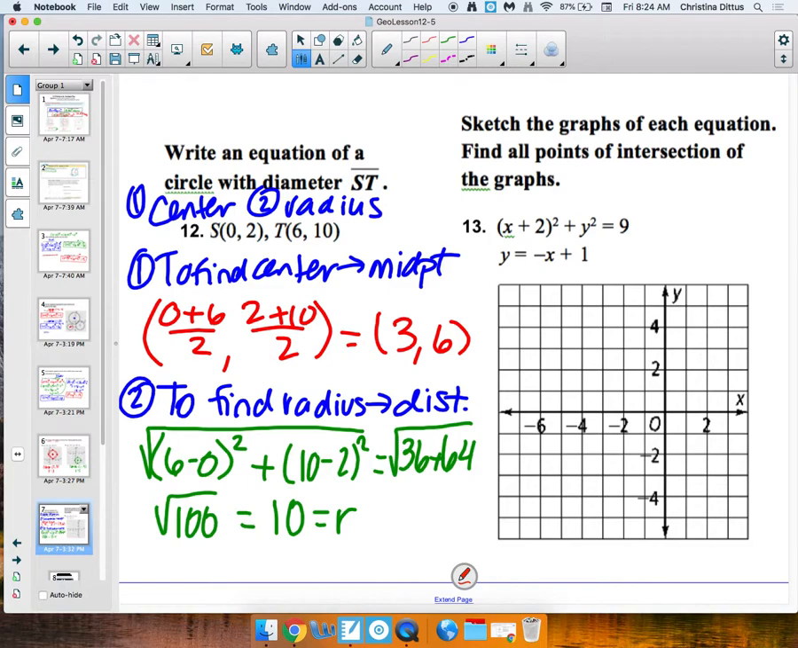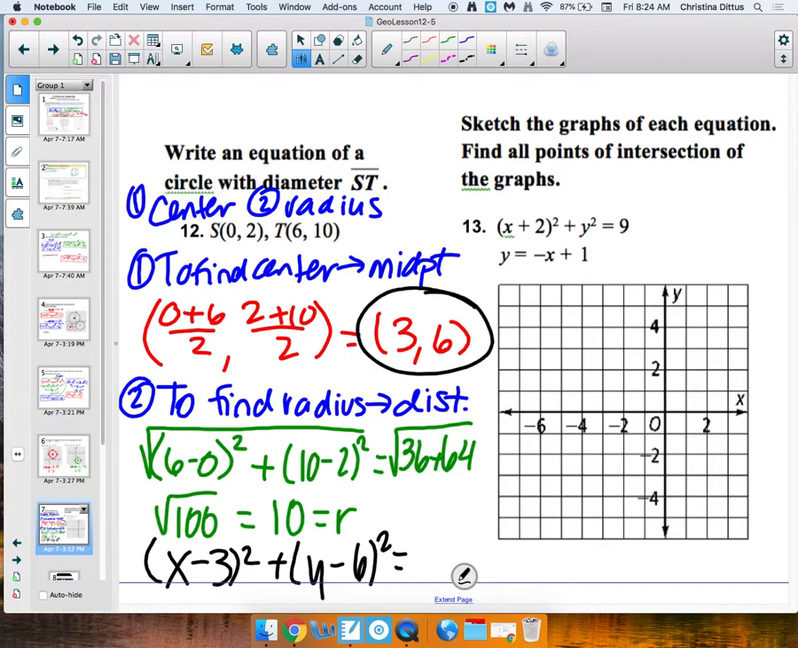So my equation for my circle starts off x minus 3, squared, plus y minus 6, squared, equals 10. What? Wait, where did you get 3 from? 3 from the center point. Equals 10. Would it be 10 squared or just 10?